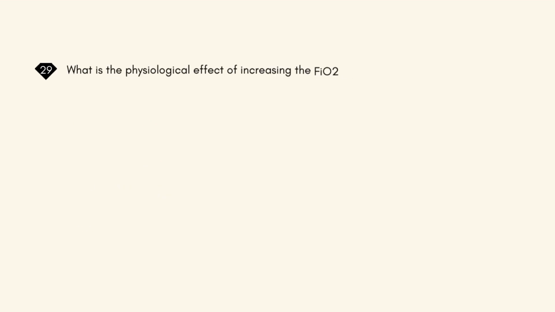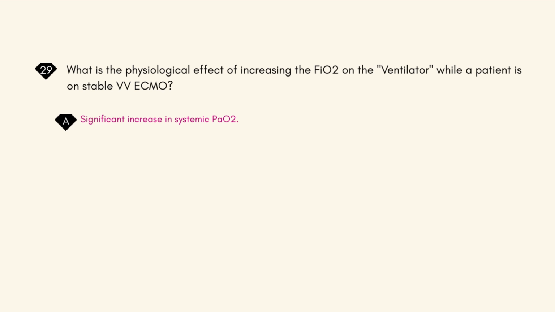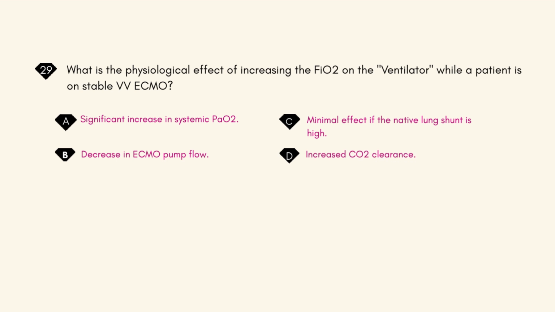What is the physiological effect of increasing the FiO2 on the ventilator while a patient is on stable VV-ECMO? A. Significant increase in systemic PaO2. B. Decrease in ECMO pump flow. C. Minimal effect if the native lung shunt is high. D. Increased CO2 clearance. Answer: C.